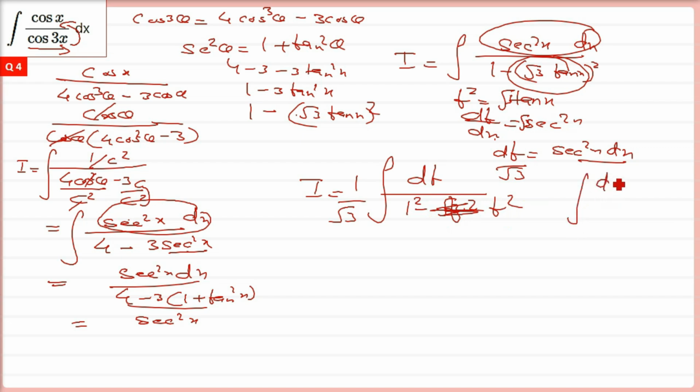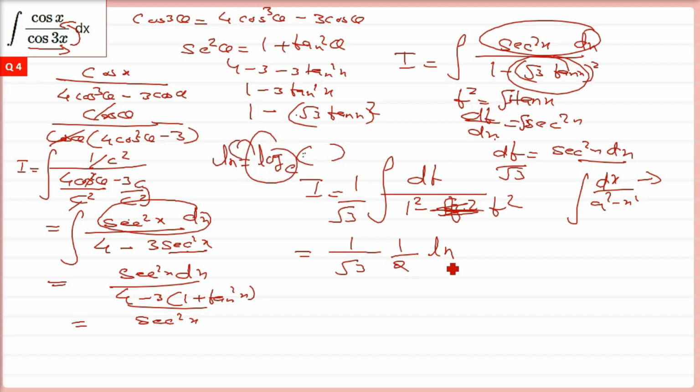So integration of dx by a square minus x square, you already know. It is 1 by 2a log of a plus x by a minus x, you already know that. So 1 by root 3, 1 by 2 ln. It's not log, because log base e is ln only. Any other base can be there, but ln is essentially log base e. So 1 by 2 ln modulus of a plus x by a minus x, so 1 plus t divided by 1 minus t plus constant of integration. This gives you 1 by 2 root 3 and then ln.